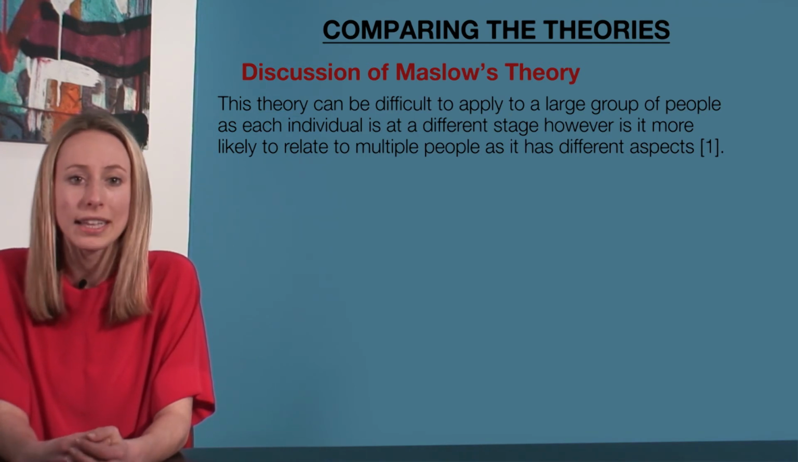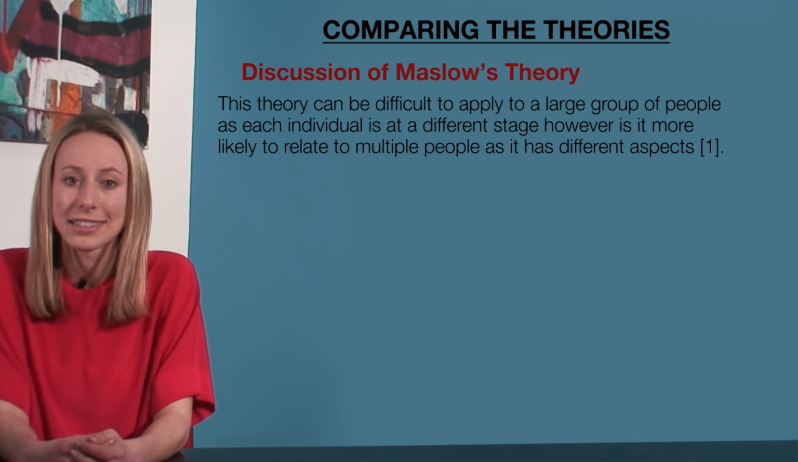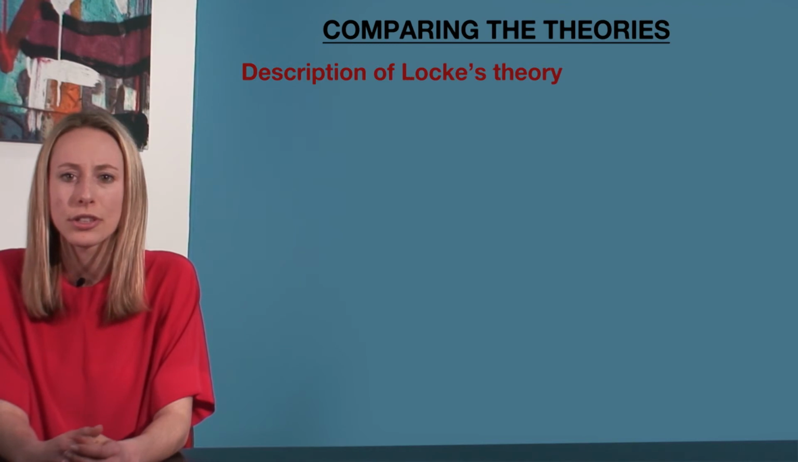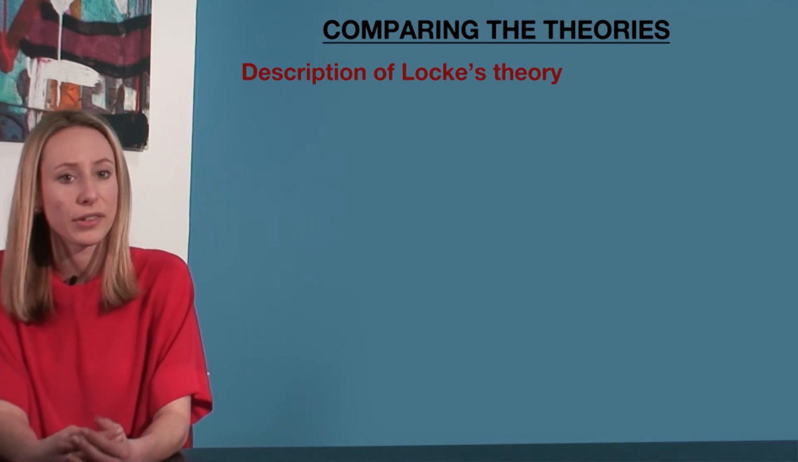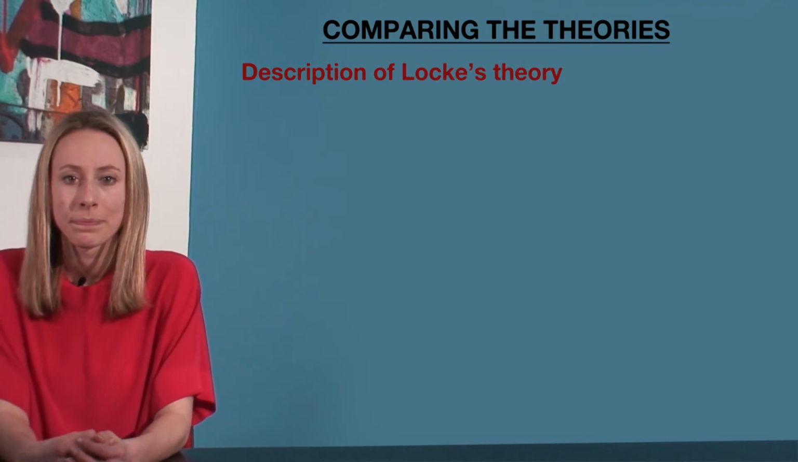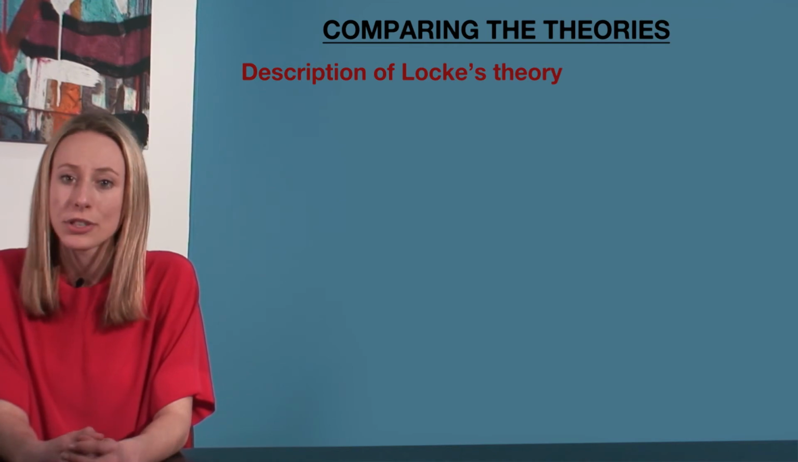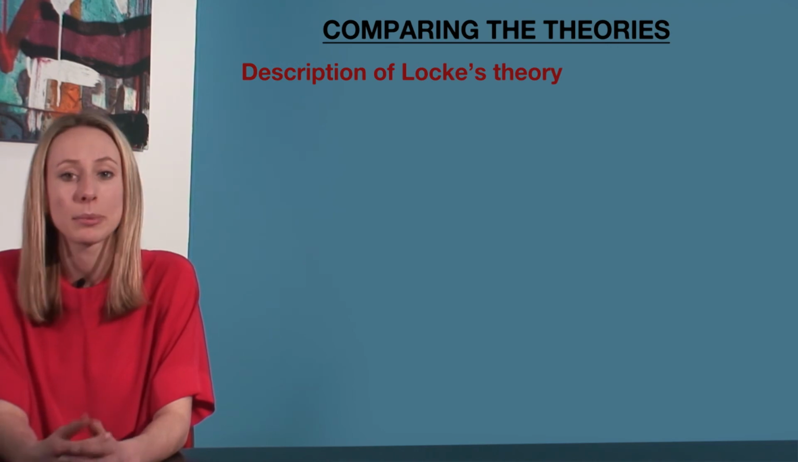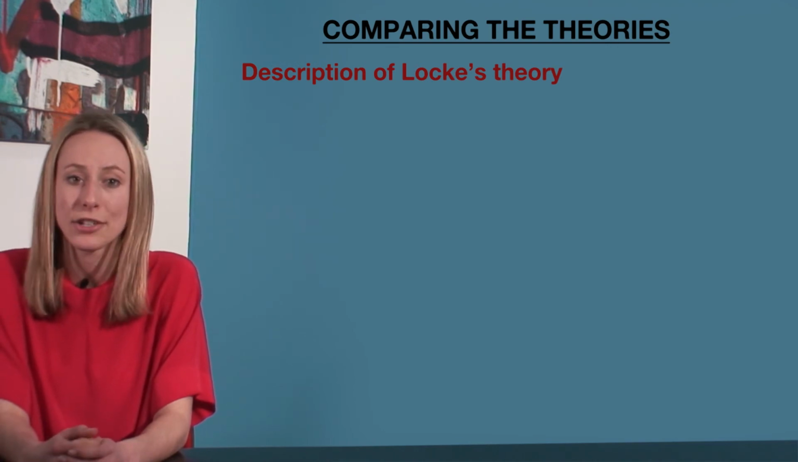However, it is more likely to relate to multiple people, as it has different aspects. The second paragraph of the response should include the description of Locke's theory, or Maslow's if you choose to begin with Locke. As before, this description should include an outline of the theory's basis, how it is put into action, and possibly some of its strengths or weaknesses in implementation.